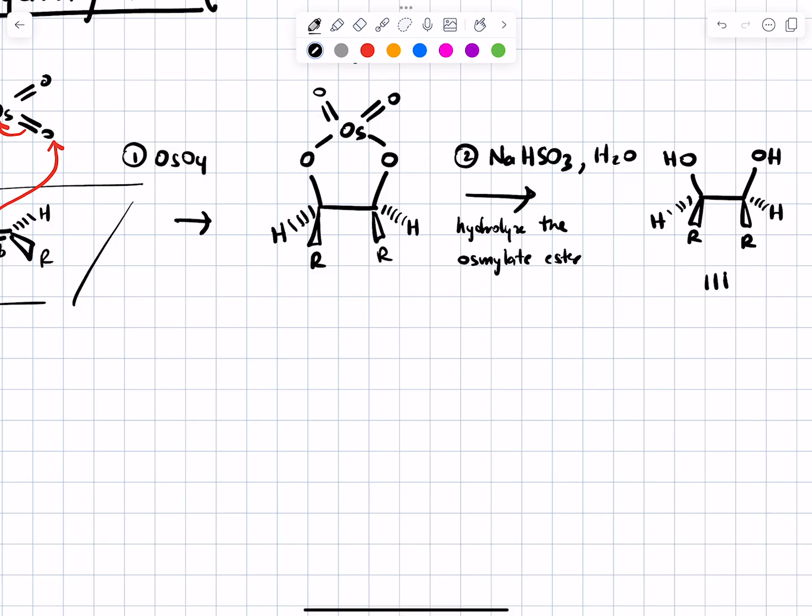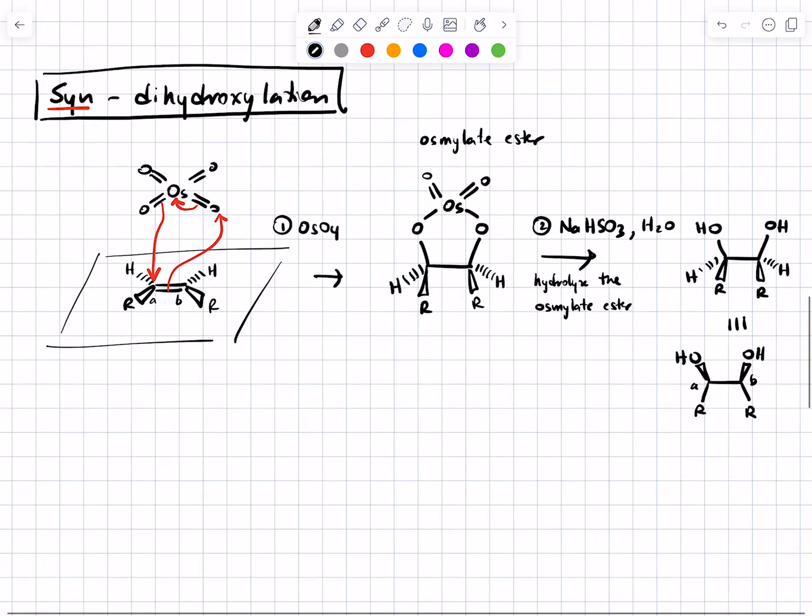I'm going to redraw that product for you with the R groups in the plane of the page so that you can see that the two OH groups got added to the same side of the original alkene. Okay? So that's a syn dihydroxylation reaction. I do want you to know these arrows. You don't need to know how this second step of the reaction works.